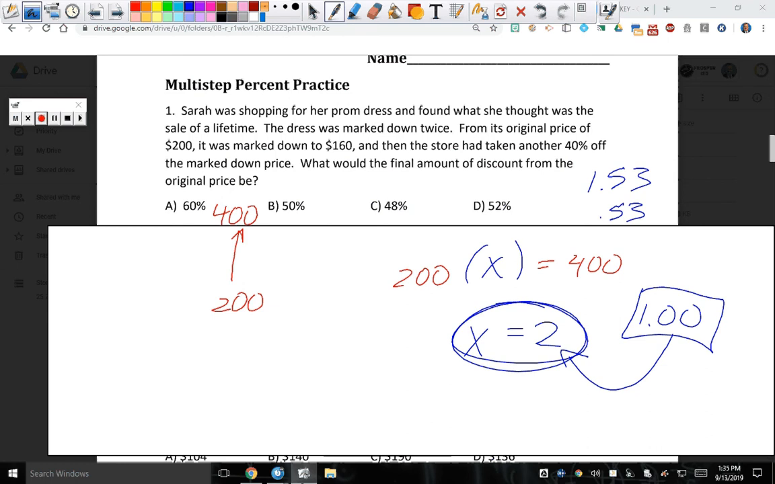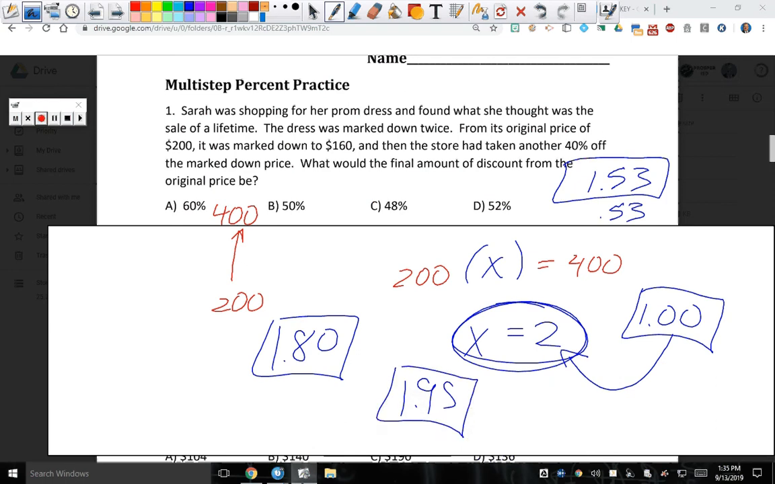Oh. Do you see it? Yeah. So this is a 53% increase. This would be an 80% increase. This would be a 95% increase. But this is 100% increase. Go with me? So if I had 500% increase, it would be 6.00.